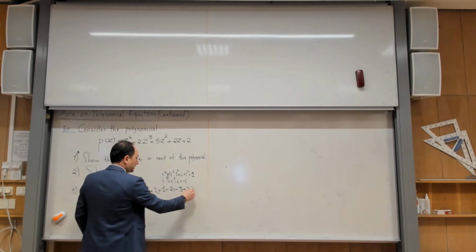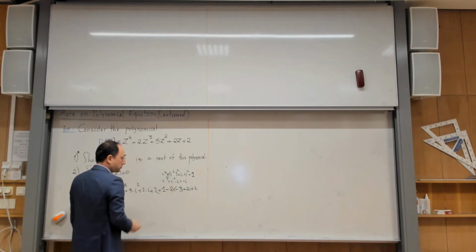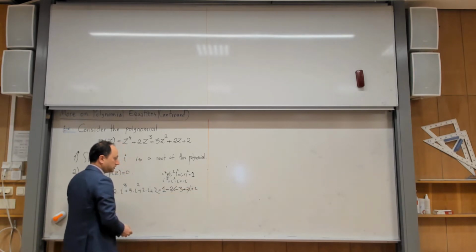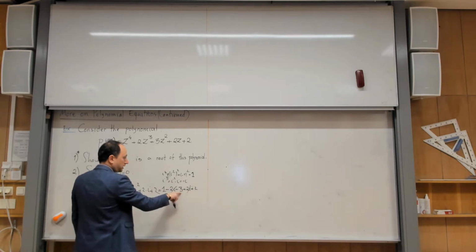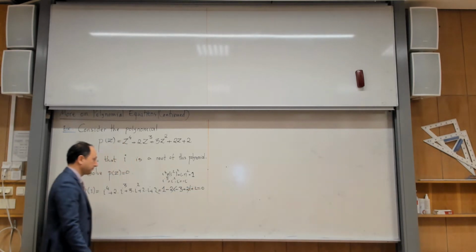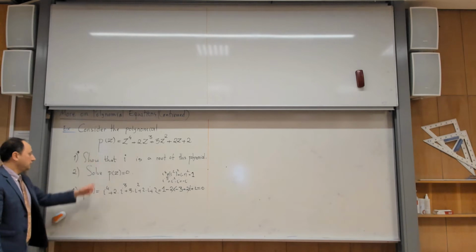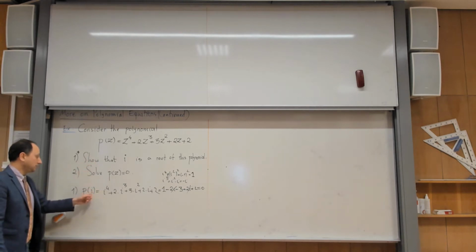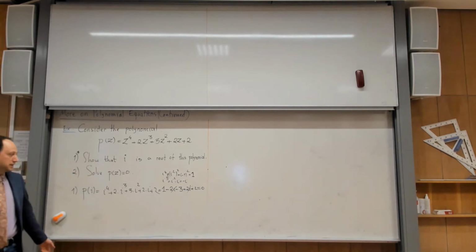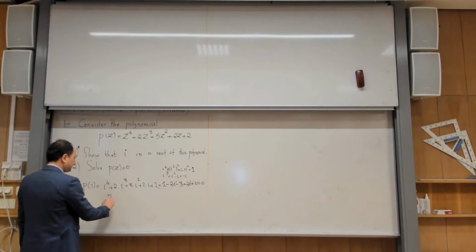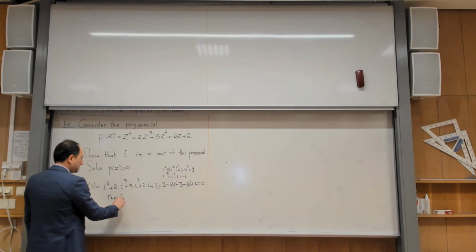And then I have 2 here. But you see now, minus 2I and 2I are cancelled. 1 plus 2 is 3, minus 3 is 0. So that is correct. So when I replaced z with I, I got 0. So it means that, therefore, I is a root.